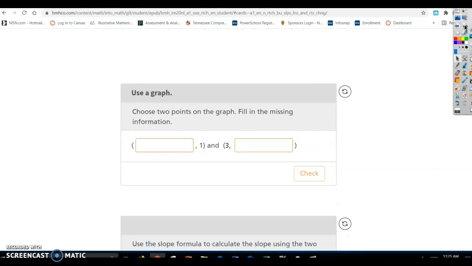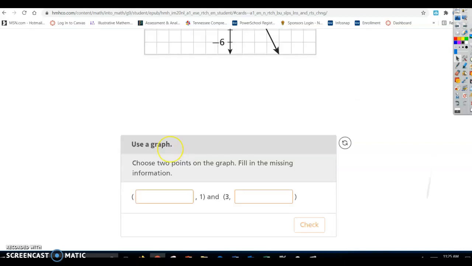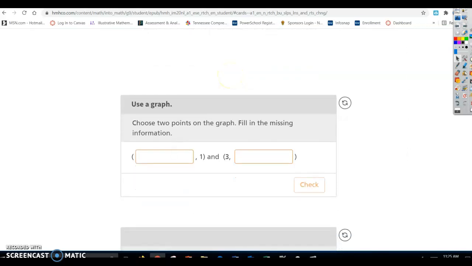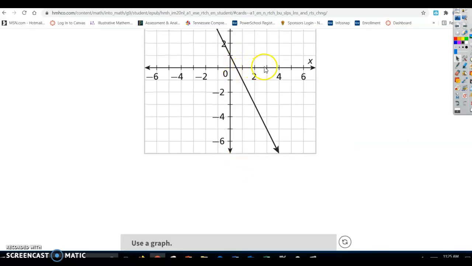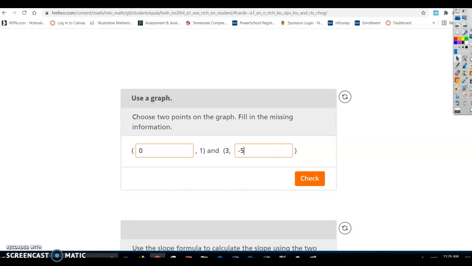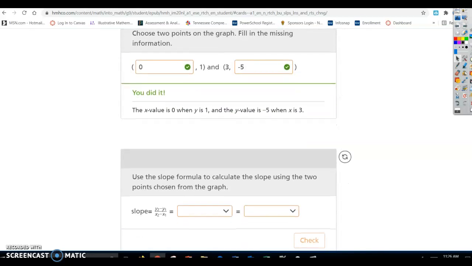Let's see what the next question says. Choose 2 points on the graph. Fill in the missing information. We got a y value of 1. What x goes with y of 1? 0, 1. There's the point, right there on the graph. So we're going to put a 0 here. And then we have an x of 3. What does 3 go with? If we go over 1, 2, 3, 3 goes with -5. So let's put a -5 in here. That gives us our 2 points to work with. This time we got the points from a graph; last time we got them from a table.